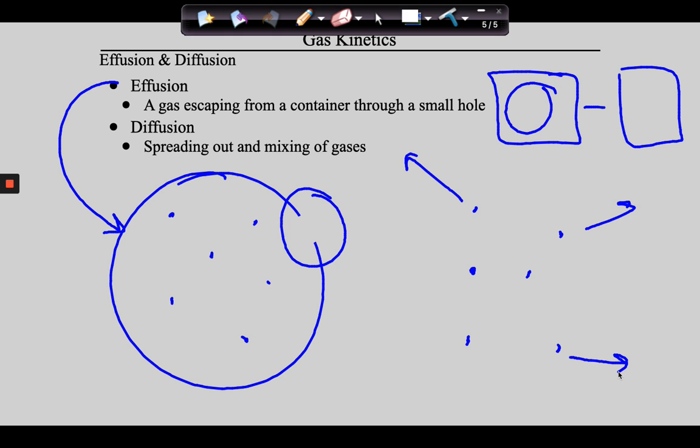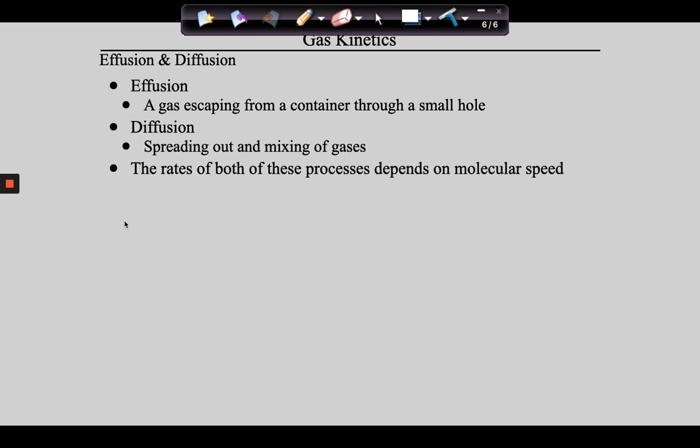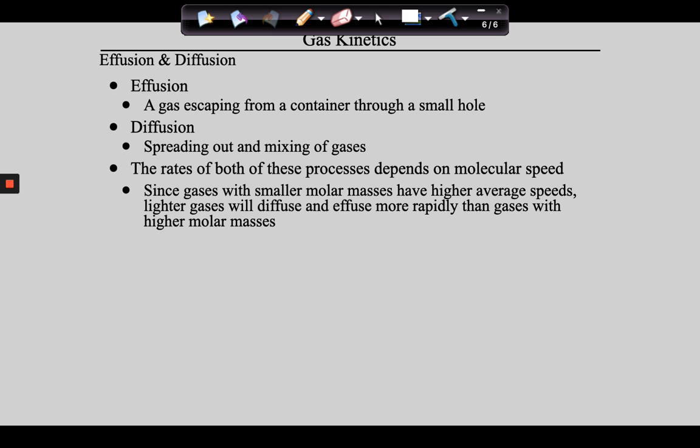You guys good on the idea? That's sort of the so what about the kinetics of gases. You guys good? Okay. So guys, with that said, and Josh, if you want it in sentence form, the rates of both of these processes depend on speed, which we now know depends upon mass and therefore velocity.